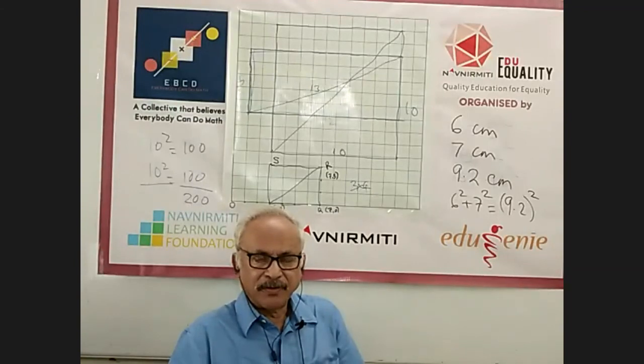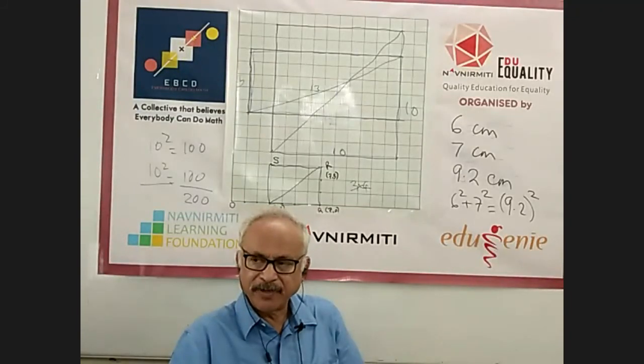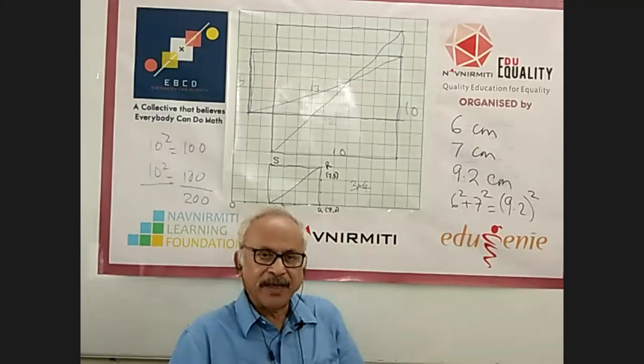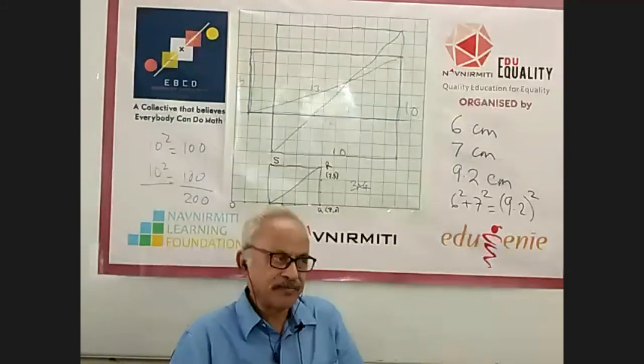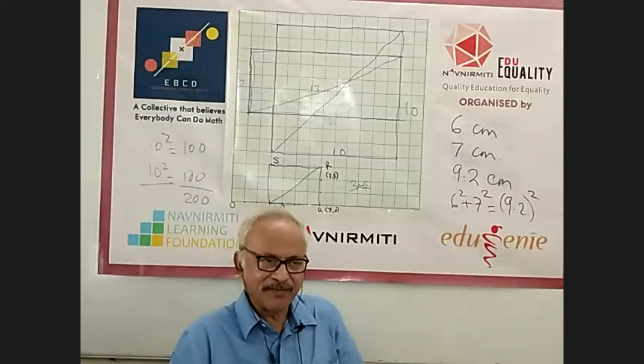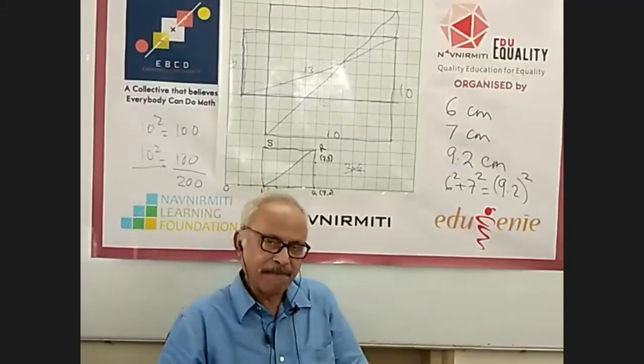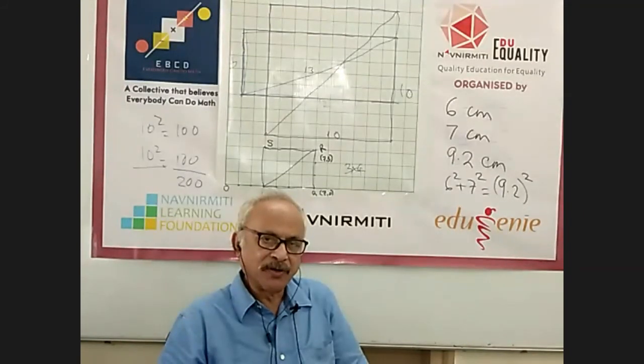So can you repeat? Find the square root of 300 and find the square root of 400. One is very easy. One is a little less easy. But using the method that we have used in the workshop today, find the square root of 300 and 400. And you can use this method for finding the square root of any number.